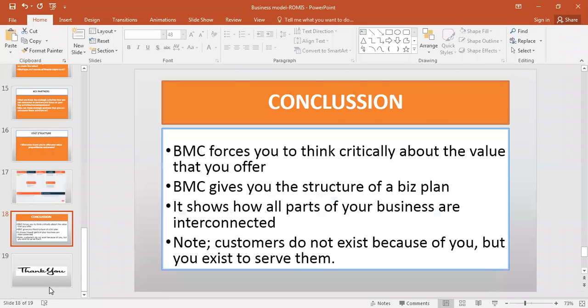This business model canvas helps you to think critically about the value that you are offering. You know, I keep hammering on this point. Don't think critically about profit. Don't think critically about money. Your number one critical thinking should be the value that you are offering. How is it solving the problem? How are customers conceptualizing it? The business model canvas will give you a structure and make the business plan development process seamless. It shows how every department in your business is interconnected or interlinked.